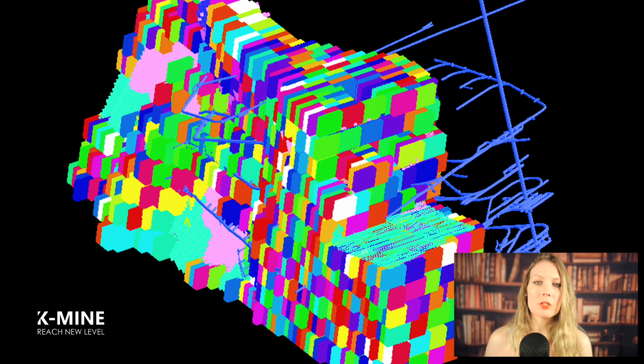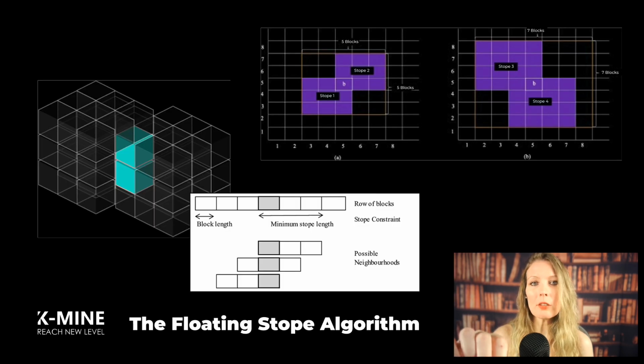Over the last couple of decades, we've seen a bunch of new algorithms pop up to help with stope optimization. One of these algorithms is the floating stope algorithm. This algorithm is designed to determine the boundaries of stopes in underground mines, and the core idea is to create a virtual floating stope that moves within the ore body to find the most economically beneficial location.